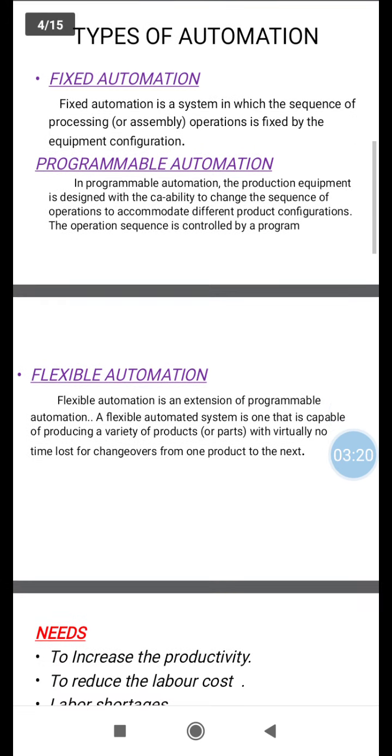The third category is flexible automation. Flexible automation is the extension of programmable automation, the next version of programmable automation. Here the automated system is capable of producing a variety of parts or products with a number of changeovers, meaning it is flexible from one product to the next. These are the different types of automation: fixed, programmable and flexible.